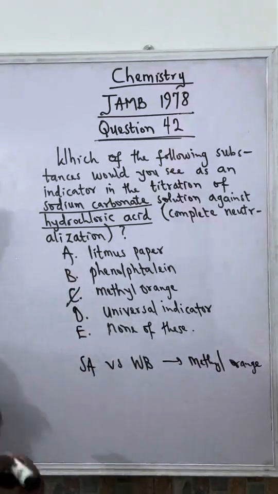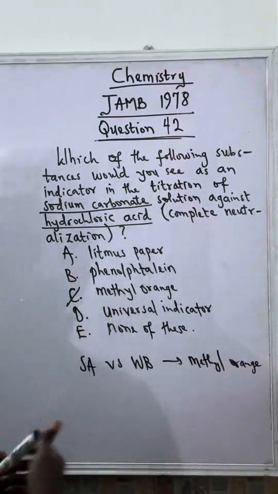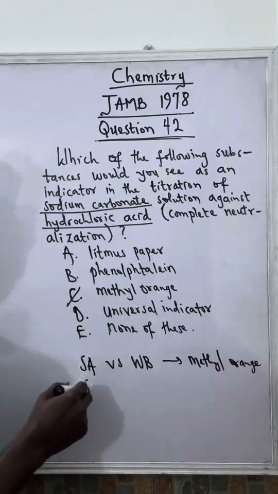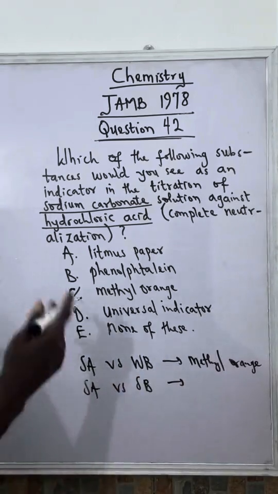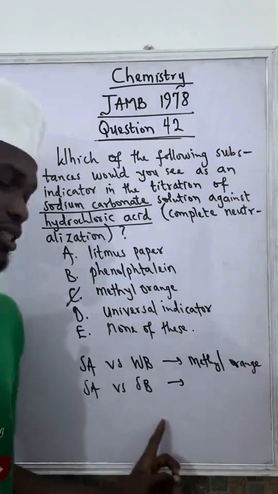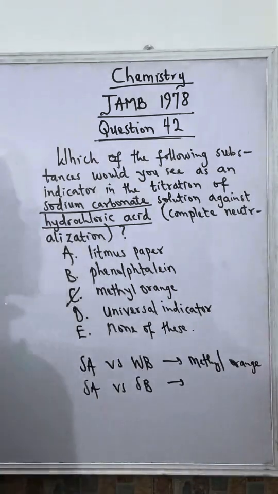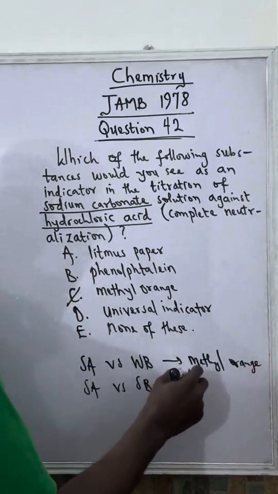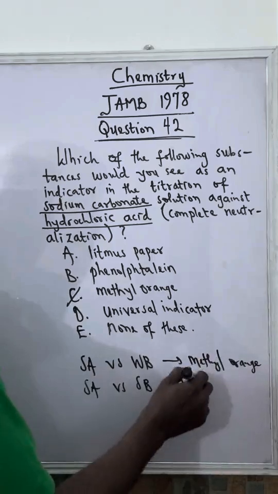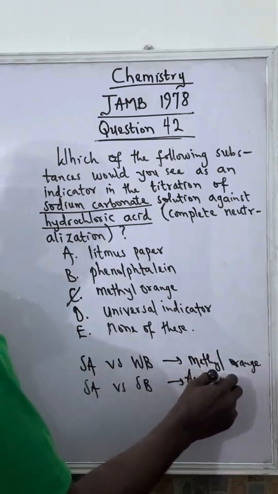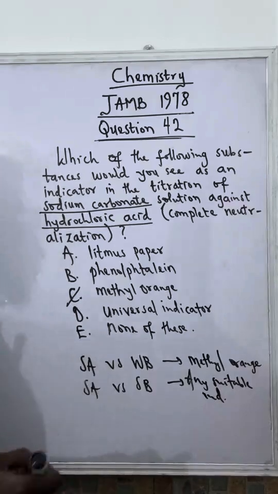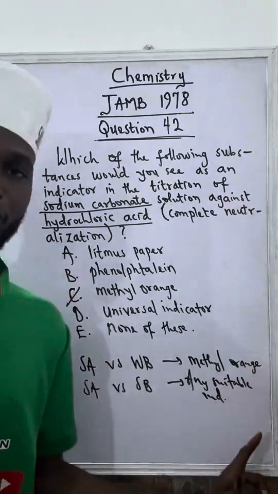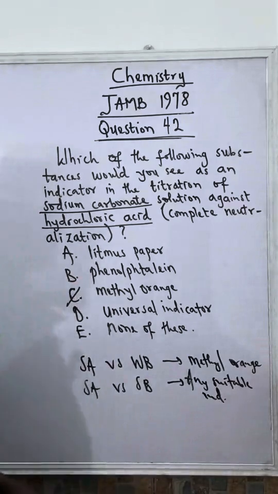However, you might come across some other questions like this. When we have strong acid versus strong base, permit me to use SA for strong acid and SB for strong base, any suitable indicator will work. But most especially phenolphthalein. We use phenolphthalein for strong acid versus strong base.